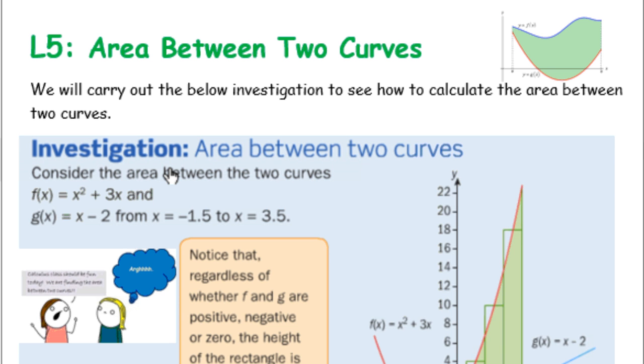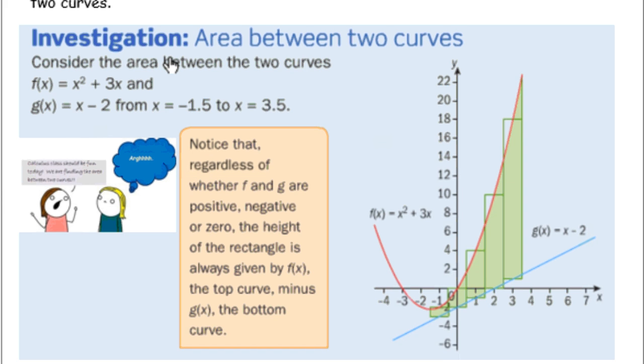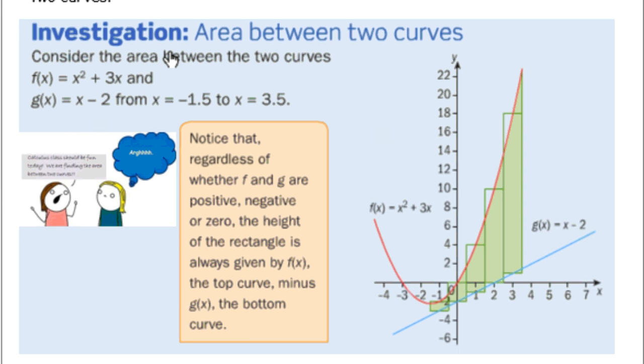So doing this kind of thing again. Investigation, area between two curves. Consider the area between the two curves x squared plus 3x and x minus 2, from the lower bound being negative 1.5 to 3.5. So negative 1.5 being back here and 3.5 being here. Notice that regardless of whether f and g, so f of x is the red curve. What kind of curve is f of x?